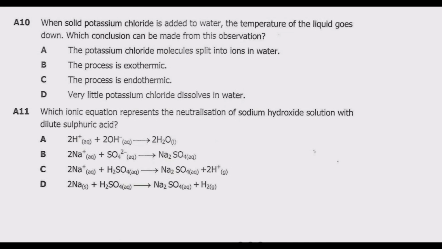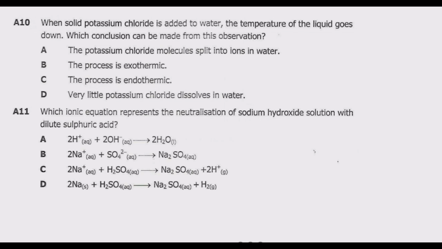Question 810. When solid potassium chloride is added to water, the temperature of the liquid goes down. Which conclusion can be made from this observation? A. The potassium chloride molecules split into ions in water. B. The process is exothermic. C. The process is endothermic. D. Very little potassium chloride dissolves in water.